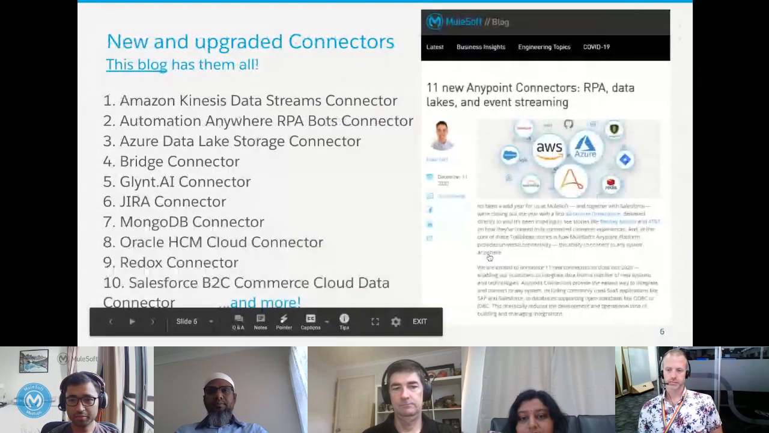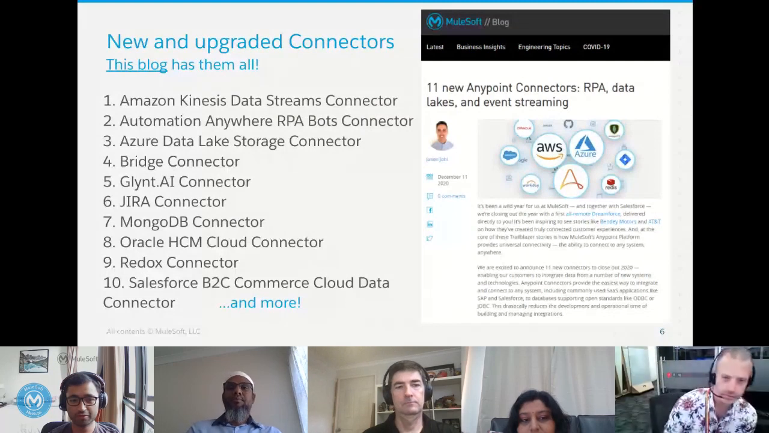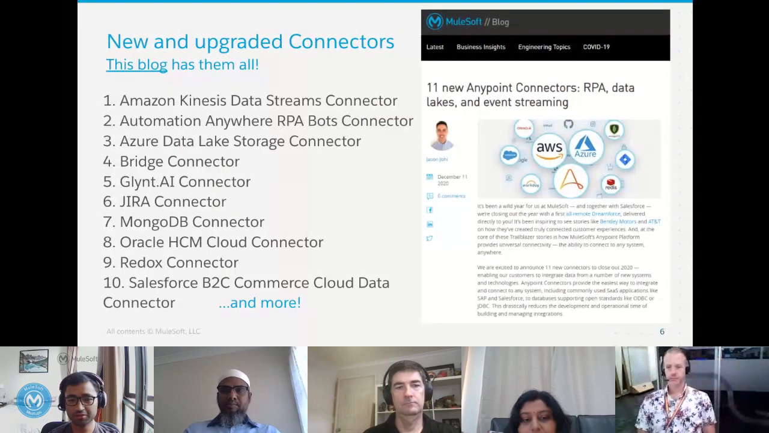Just a shout out on a couple of blog posts that are out there. For those of you who are constantly using connectors, there are a whole range of new and upgraded connectors that have been released. This is just a snapshot of some of them. If you have any of them in your projects or you're considering using any of them, I strongly recommend you have a look just to make sure that you're using the latest version, because that's the one that's going to be best supported and usually with the most features as well.